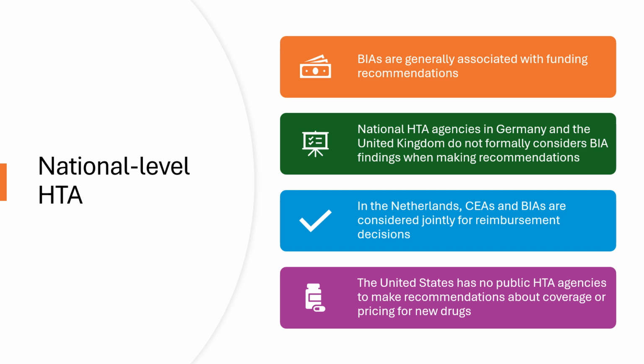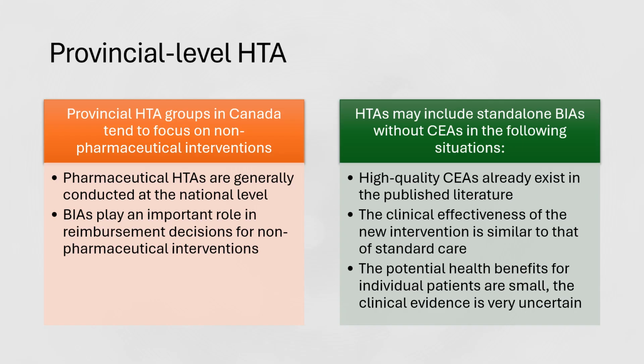The United States has no public HTA agencies to make recommendations about coverage or pricing for new drugs, but BIA could be important for determining copayment and coinsurance on a private insurer's formulary. Because pharmaceutical HTAs are generally conducted at the national level, provincial HTA groups in Canada tend to focus on non-pharmaceutical interventions, and BIA plays an important role in reimbursement decisions for these interventions.